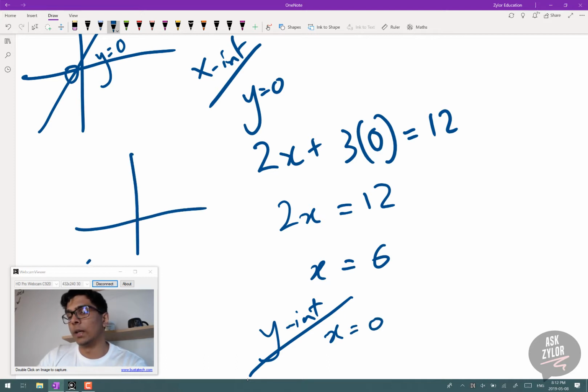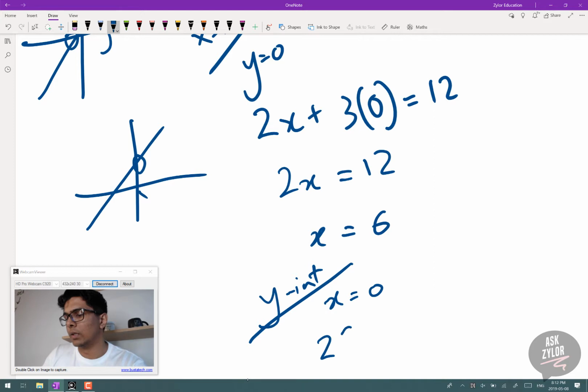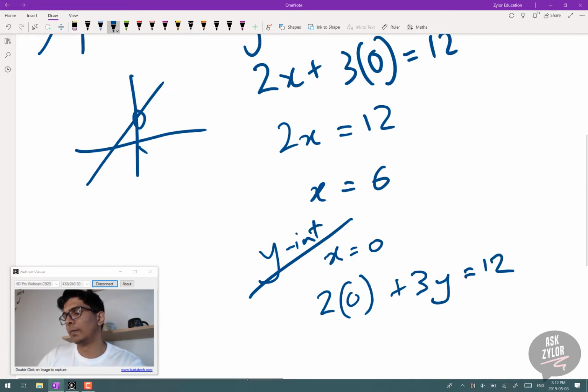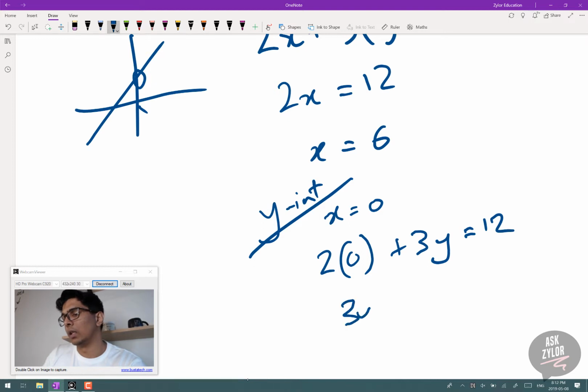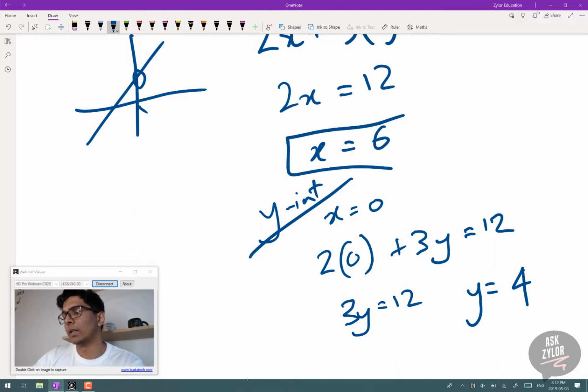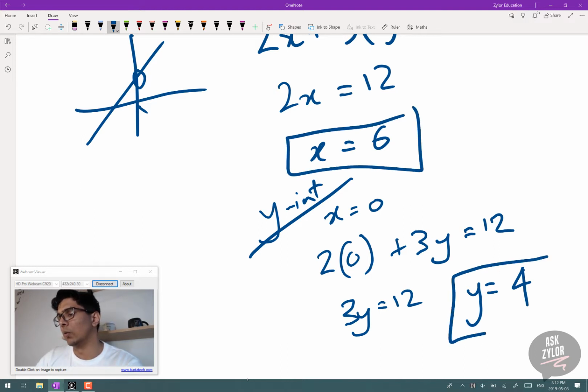So to find my y-intercept, I'm going to plug in x is equal to 0. Again, if I look at when is my line crossing the y-axis, it's when my x value is 0, so I'm going to plug in 0 for my x. So 2 times 0 plus 3y is equal to 12. Then I have 3y is equal to 12, divide both sides by 3, I get y is equal to 4. So I have an x-intercept of 6 and a y-intercept of 4.